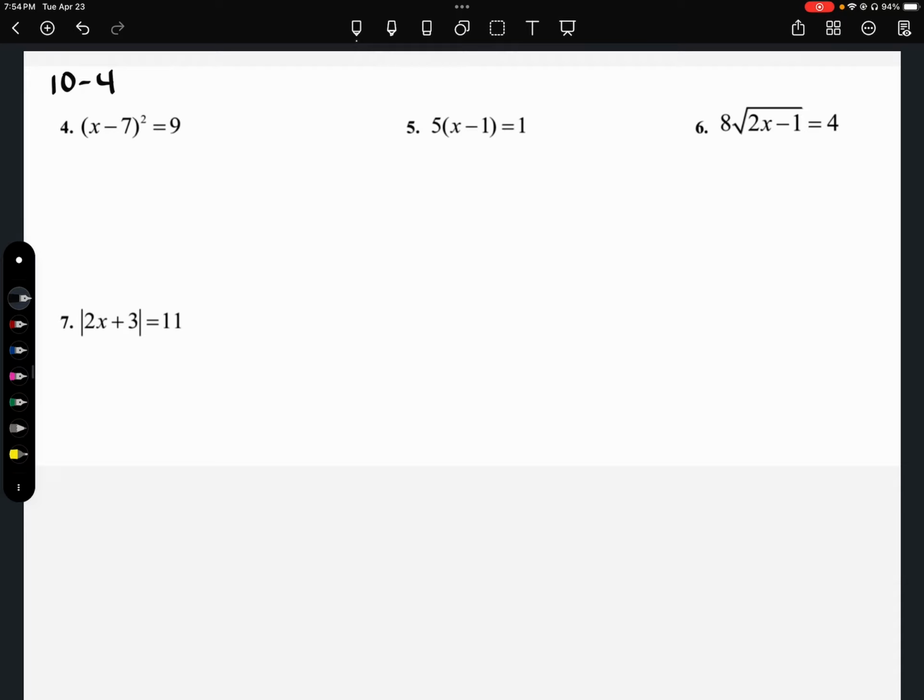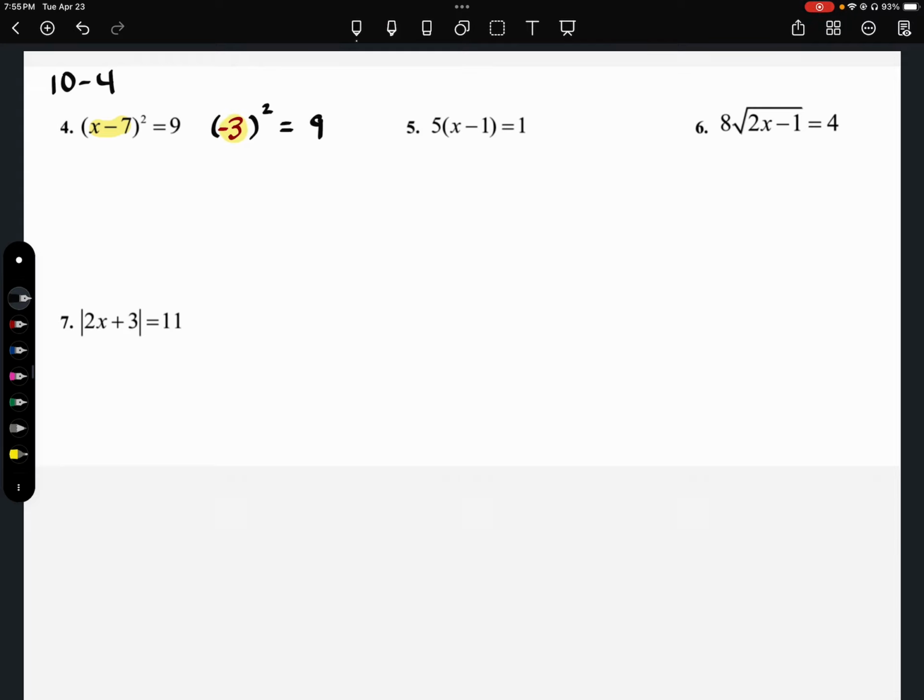And this is one that I like to use looking inside, although you can use one of the other methods for solving. I like to think about this as some number squared is equal to 9. So I know right now that there are two numbers that I could square to get 9. There is positive 3, because 3 squared is 9, and negative 3 squared also equals 9. And so that means that x minus 7 has to either equal positive 3 or negative 3.